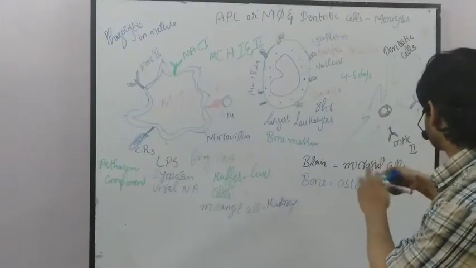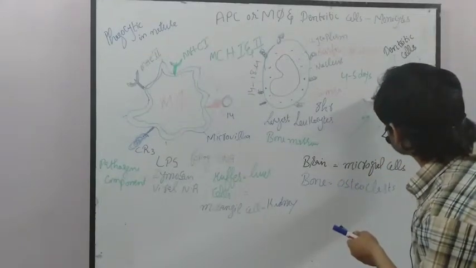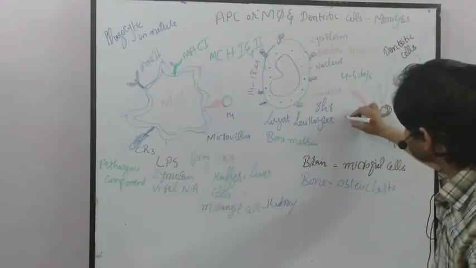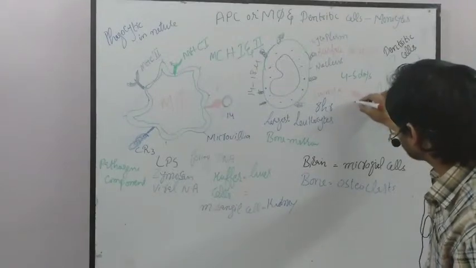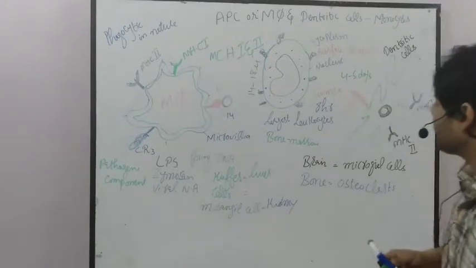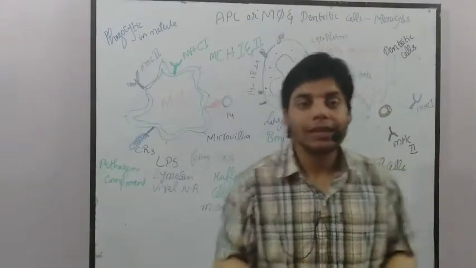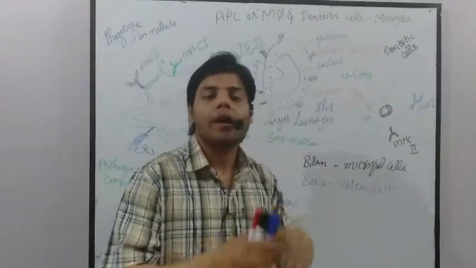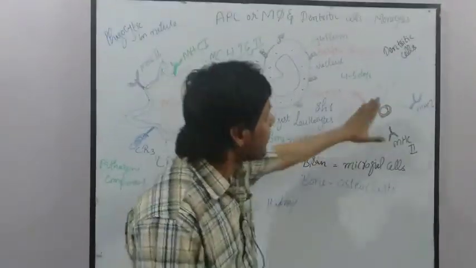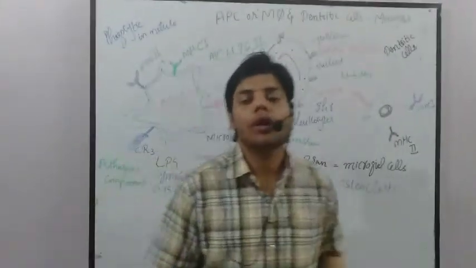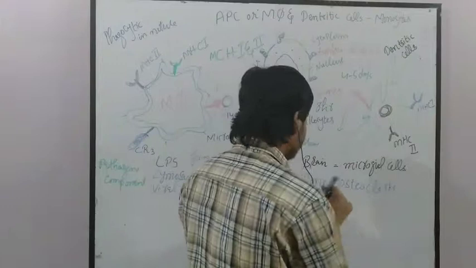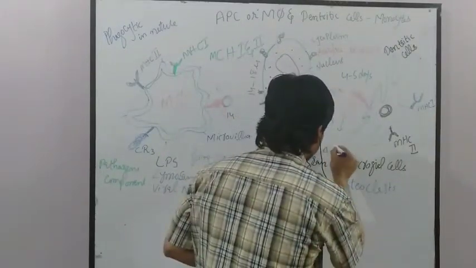So let me draw it with this red marker. They have also some other receptors. Now, this receptor is called PRRs, pattern recognition receptors. They have another receptor which we call PRRs, meaning pattern recognition receptors. This receptor is usually involved in recognizing the PAMPs. Means they are usually responsible for recognizing the PAMPs.